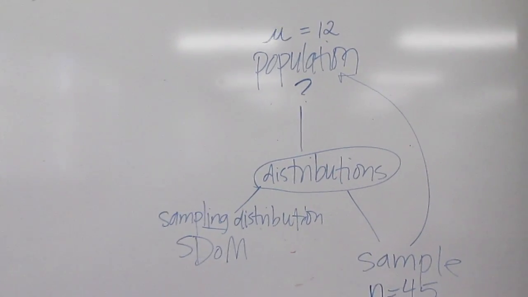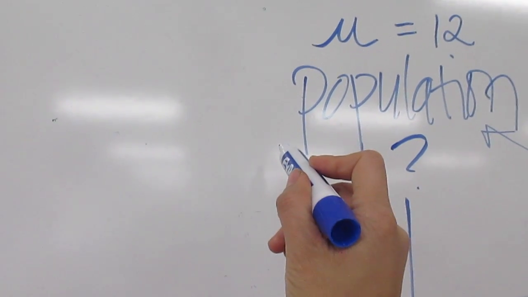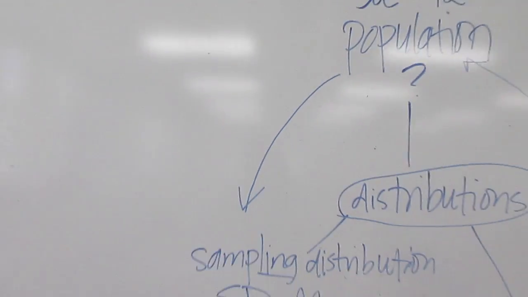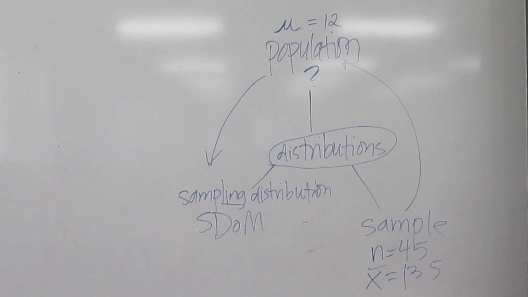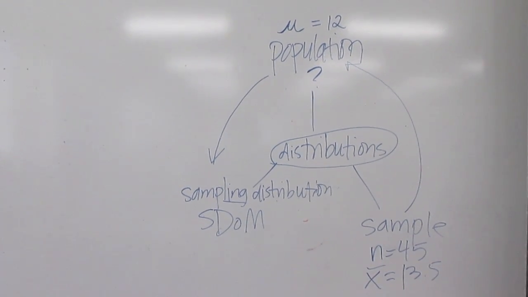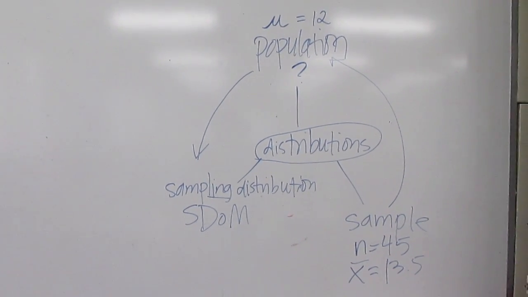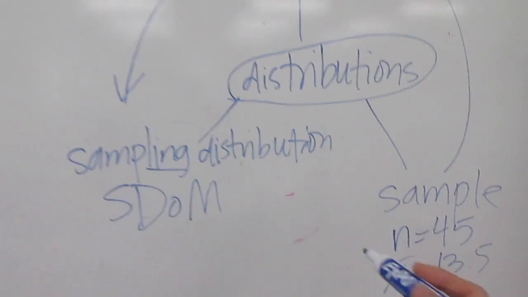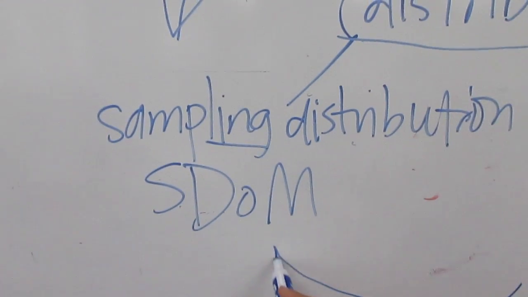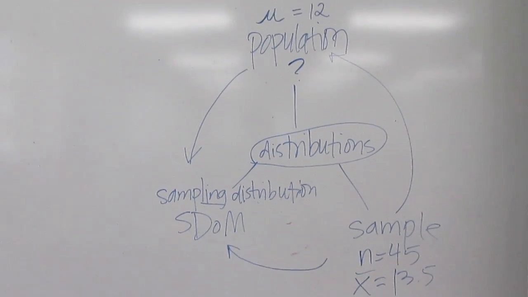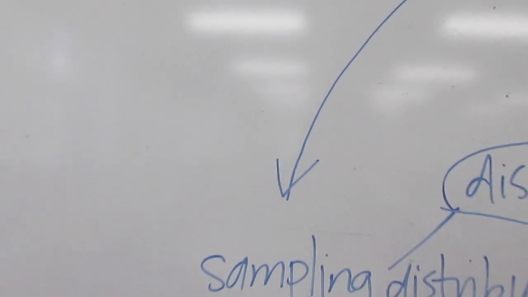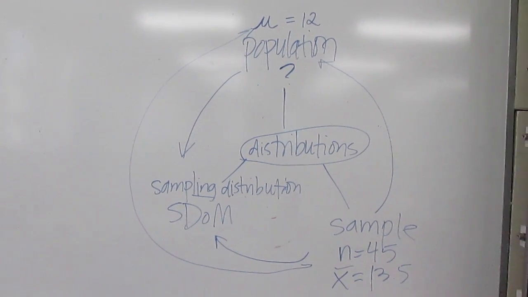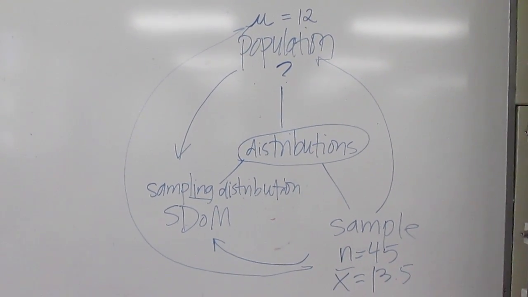So, instead, what we're going to do is pretend that that really is the population, and then create a bunch of samples from that population. And we're going to call that a sampling distribution, or SDOM. These are all the possible samples that could have come from that population. And then we're going to compare this sample to all these other samples that could have come from that population to try and see, is that really the population? Could it be? Or is it unlikely to be the population?